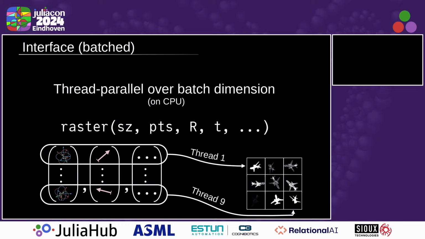If you use batched mode on CPU, things run in parallel over different threads. So each image basically is running on its own thread, as long as there are enough hardware threads available, of course. On GPU, all points are actually rastered in parallel.